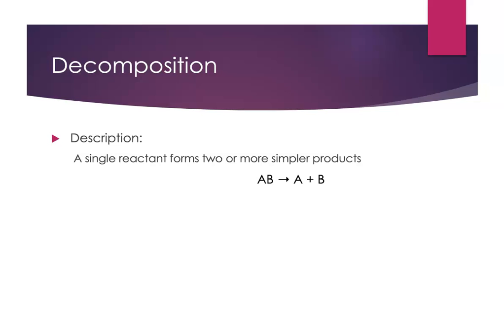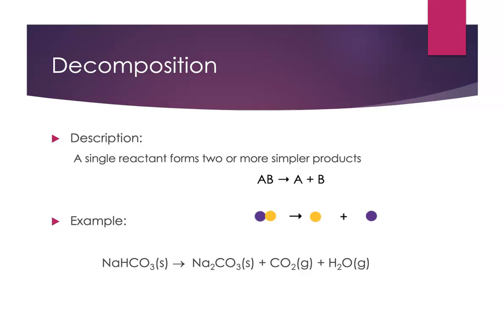So we can think about it, AB is making A plus B, or we can look at it from a particle level model, a descriptive picture again. So we've got the one compound and it's making 2 simpler products. And we can look at it from an actual chemical equation. Baking soda, when it's heated, decomposes to make sodium carbonate and carbon dioxide gas and water.